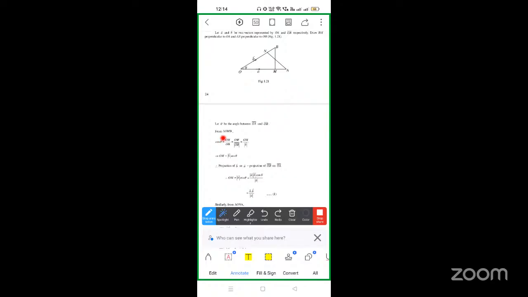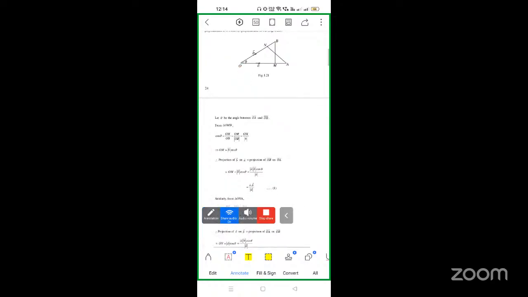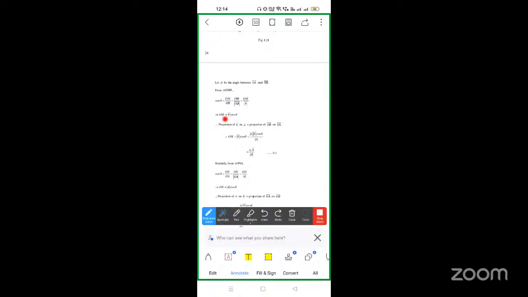Next, consider triangle OMB. We can say cos theta is the side opposite... the adjacent side of theta by the hypotenuse, so cos theta = OM by OB, OM by mod OB. Vector B indicates the distance from O to B, and vector A indicates O to A. So OM is equal to mod B into cos theta.